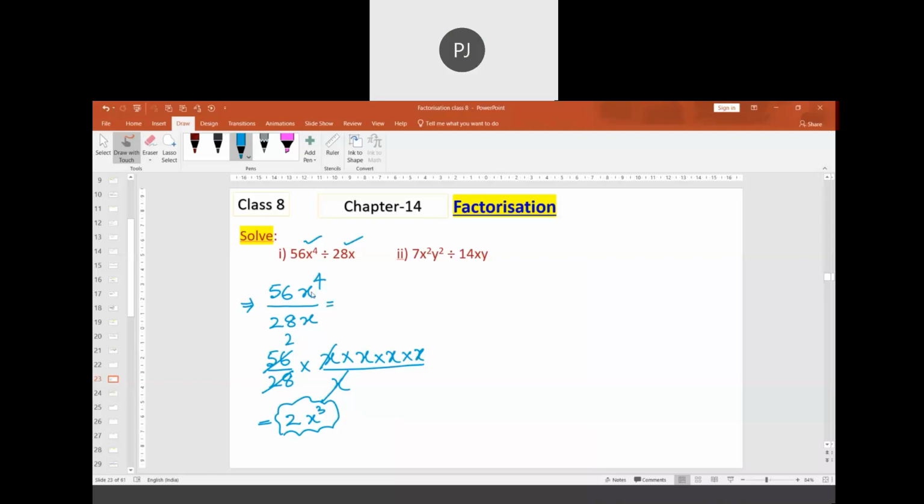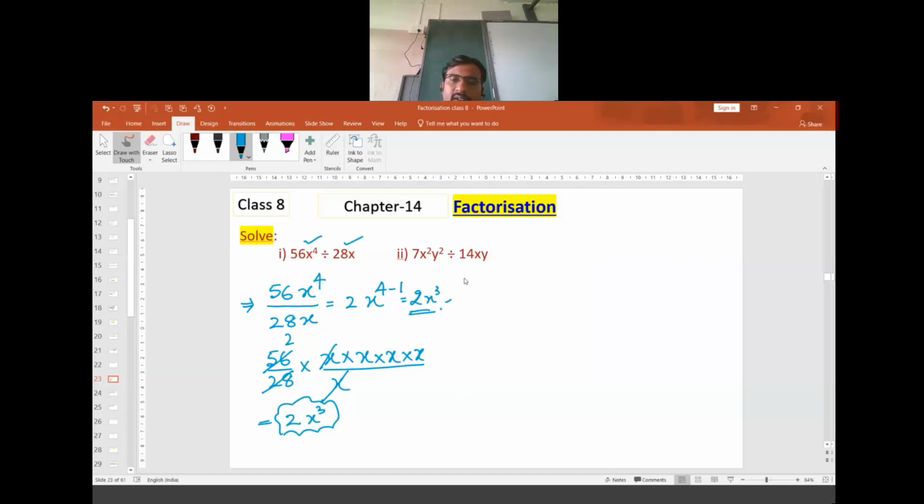Another method is 56 by 28 is 2. This can be written as x to the power 4 minus 1, x to the power 4 minus 1. We get 2x cube. So both the ways we can tell the answer. It is simple. So we can cancel. Look at the next one.